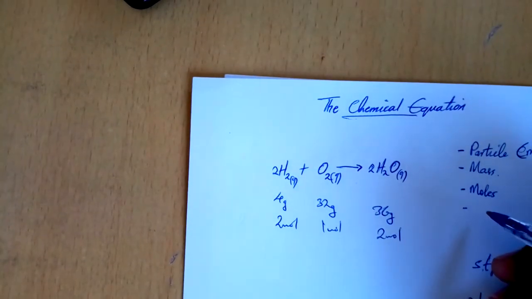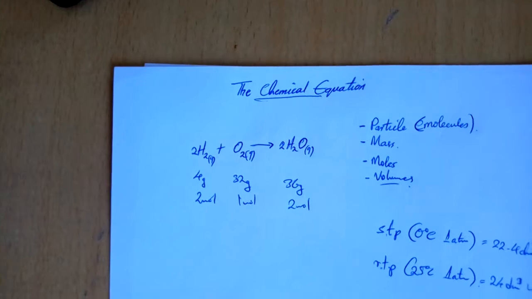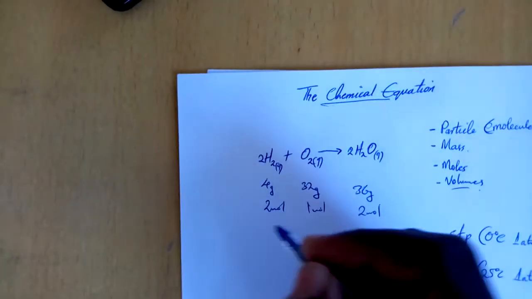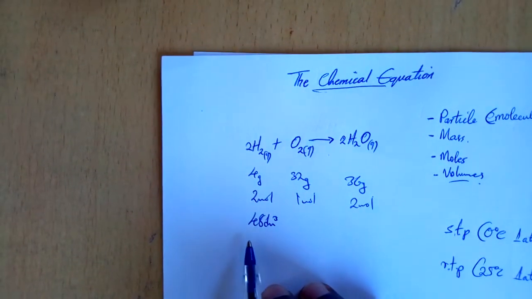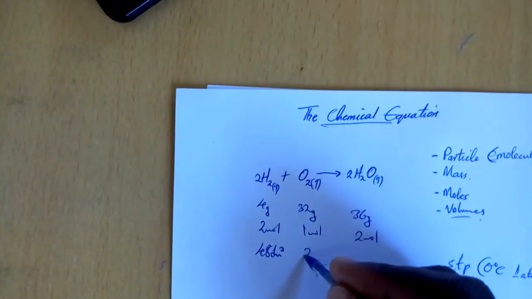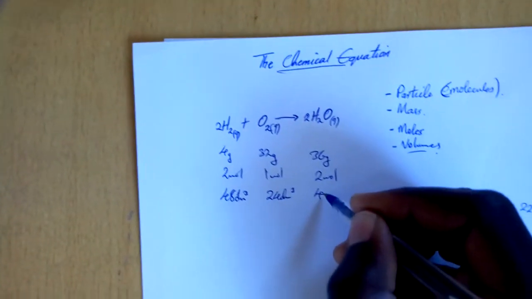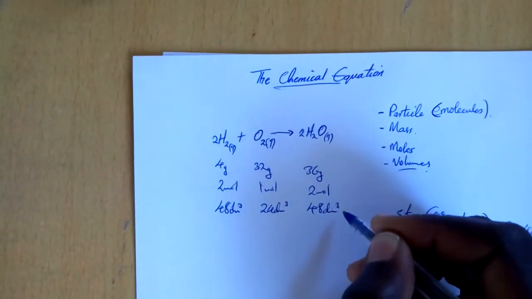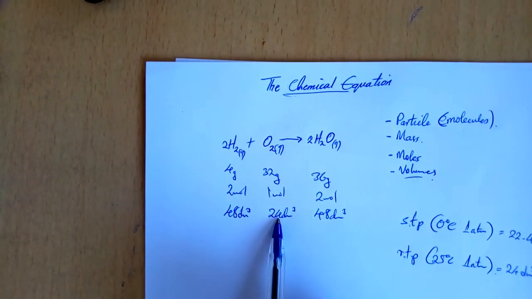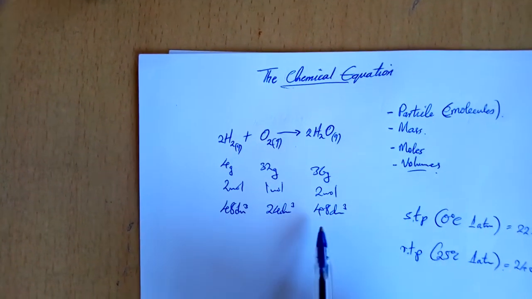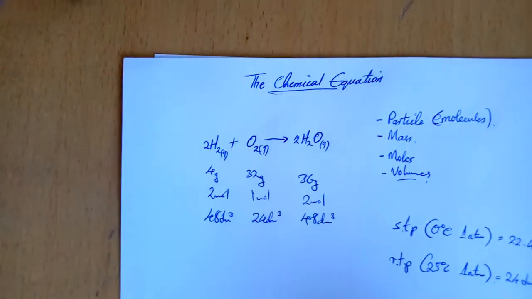So we'll say reacting volumes is the fourth way of looking at equations. We're going to say 48 decimeter cubed or liters of hydrogen will react with 1 mole, which is 24 decimeter cubed of oxygen, to give us 48 decimeter cubed of water. By volumes, 48 liters reacts with 24 liters to give us 48 liters. Decimeter cubed is the same as liter, but the liter is capacity, while decimeter cubed is volume.